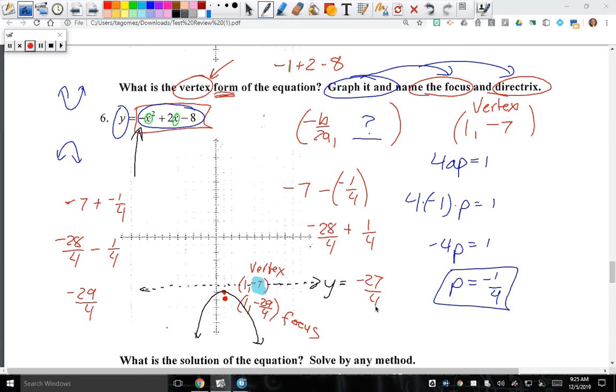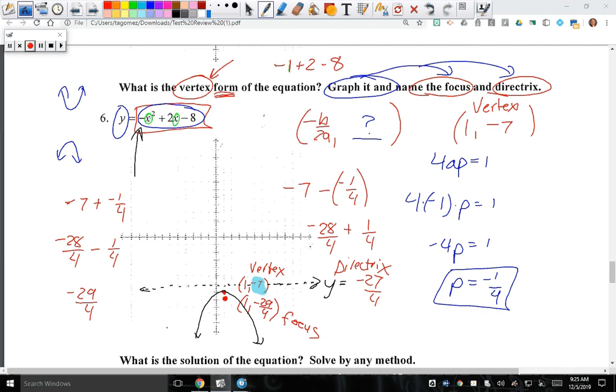On your projects, some of you dashed them, a lot of you did not dash them, okay? Please make sure to dash them on the test for the directrix. Any questions? So we graphed it, we named it, we labeled it, we just have to finish this off right now, okay?